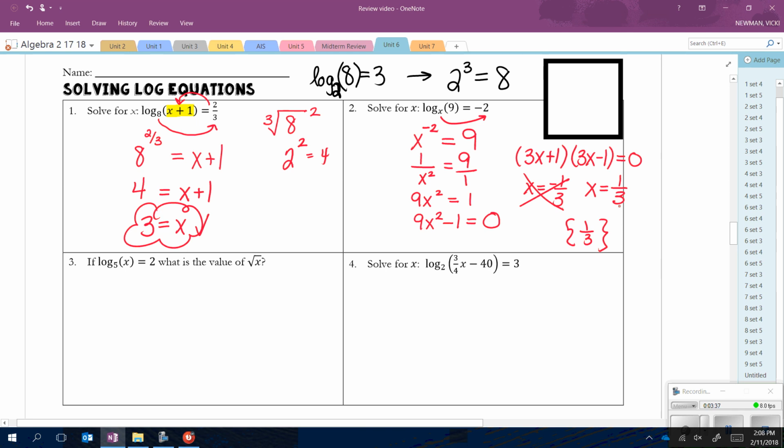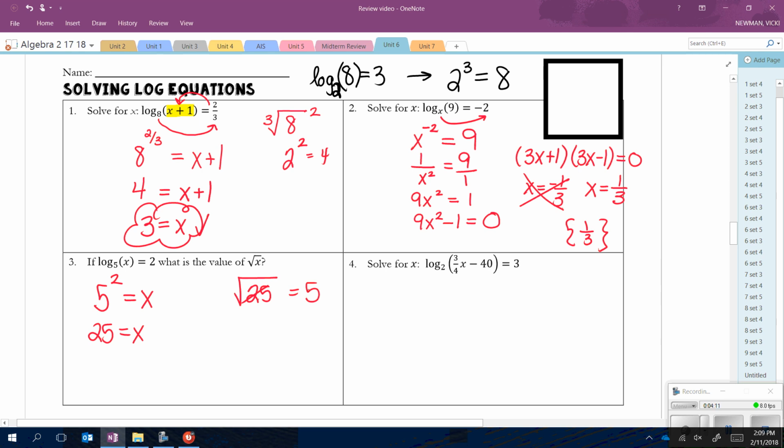Number 3. Let's see. Log base 5 of x equals 2. What is the value of the square root of x? Okay, so first we have to find x, and then we have to find the square root of it. So this is a 2-step process. So I'm going to change it to exponential form. 5 is the base. Exponent is 2 is equal to x. So 25 is equal to x. What is the square root of x? Well, the square root of 25 is equal to 5. That's it.